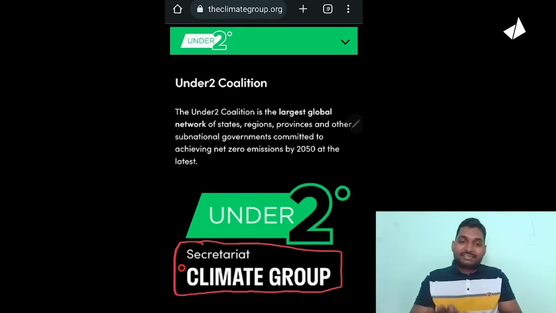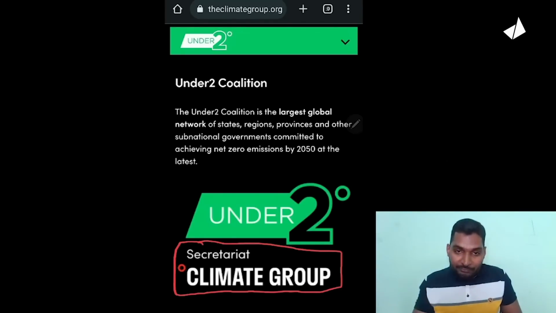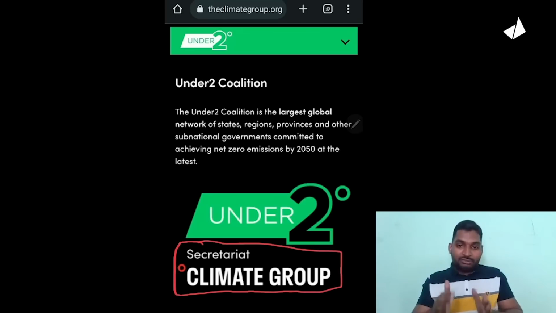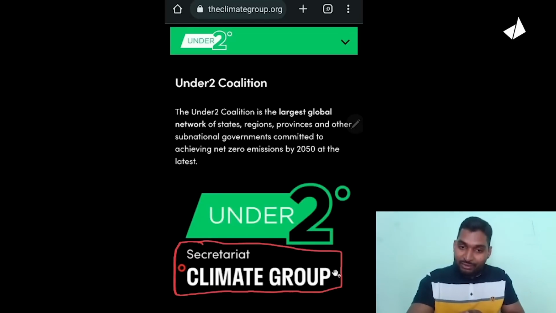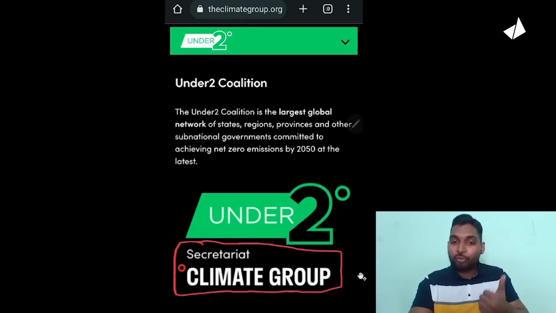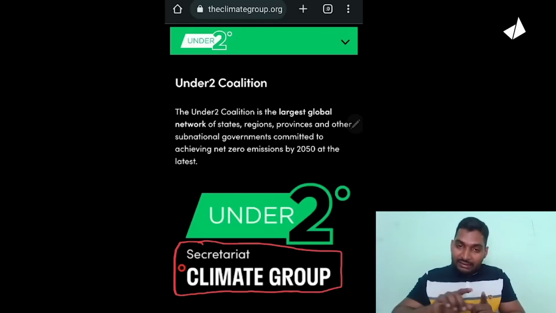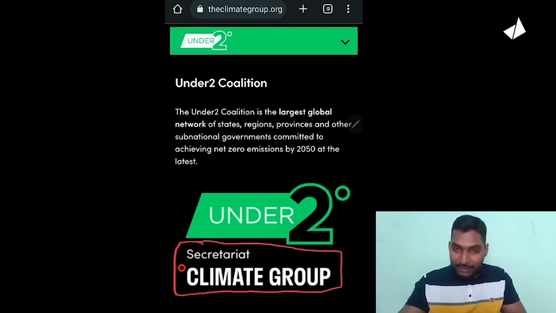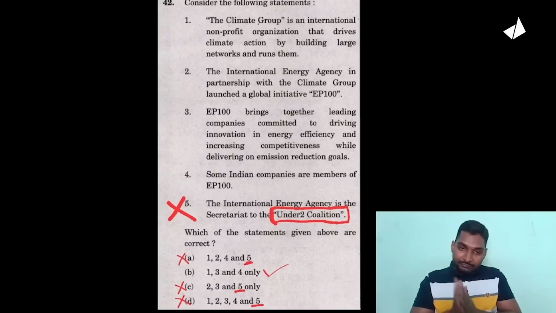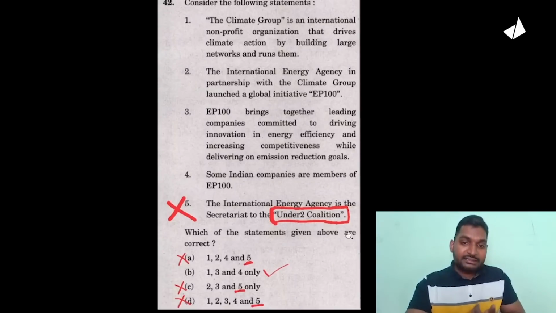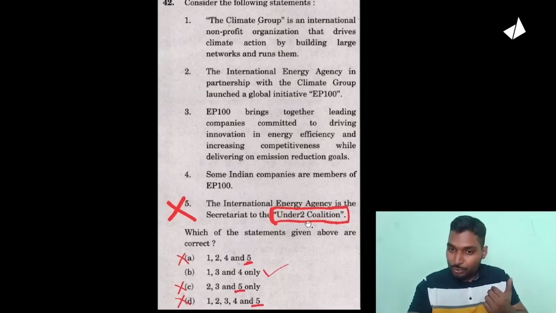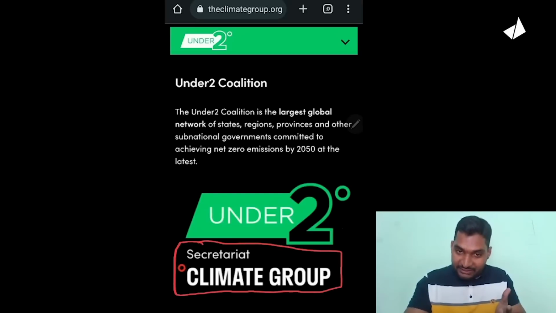We get this result. Now this is the first result that you get on your browser, and when you open the link, this is what you get on the very top of the page. Under2 Coalition, and the secretariat for this is the Climate Group. This is the top information on that particular page. In the 2022 prelims paper, we had this question in which statement 5 said the International Energy Agency is the secretariat to the Under2 Coalition, which is patently wrong. We just saw the secretariat is Climate Group.